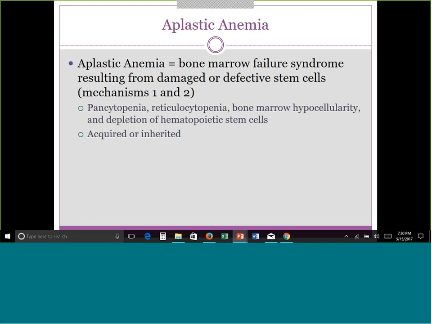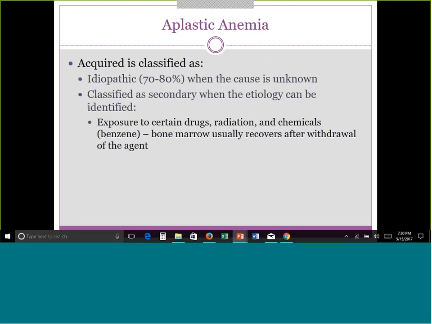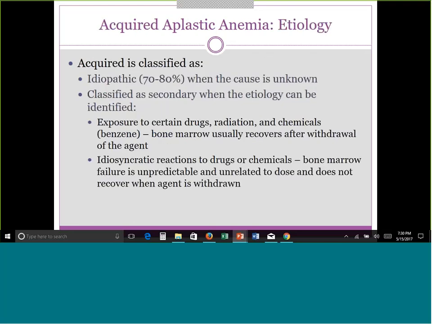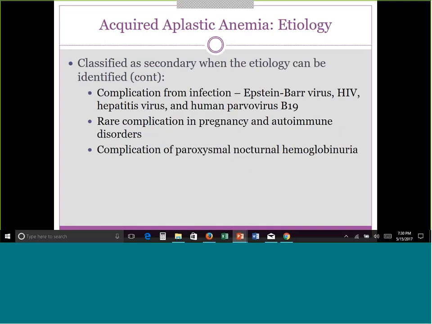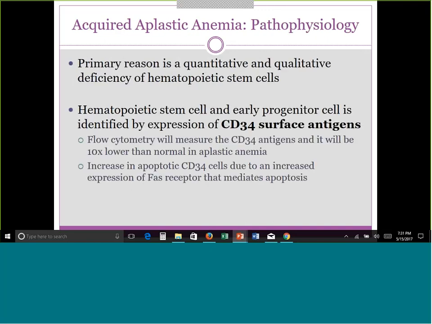Aplastic anemia can be acquired or it can be inherited. First, the acquired: most of the time we have no idea why somebody picks up an acquired aplastic anemia all of a sudden. It's usually what we say is idiopathic, unknown. Sometimes we've been able to link it to different drugs, radiation, or things that they've been exposed to, but again, most of the time we're not sure. So these are just thoughts of what could be linked with it. The primary reason behind acquired aplastic anemia is a defective or deficient stem cell.